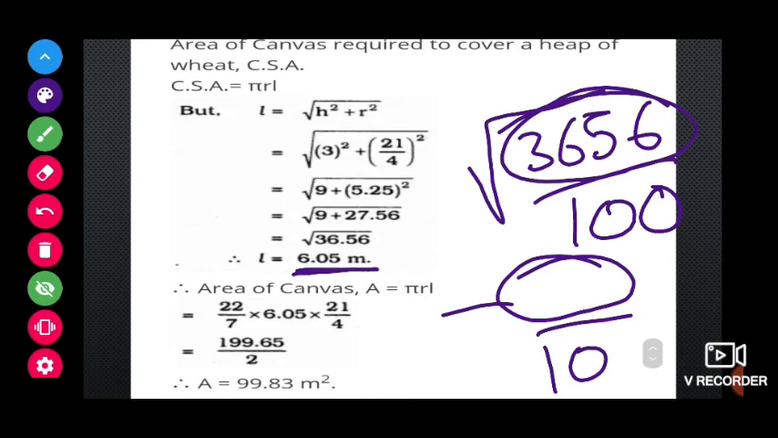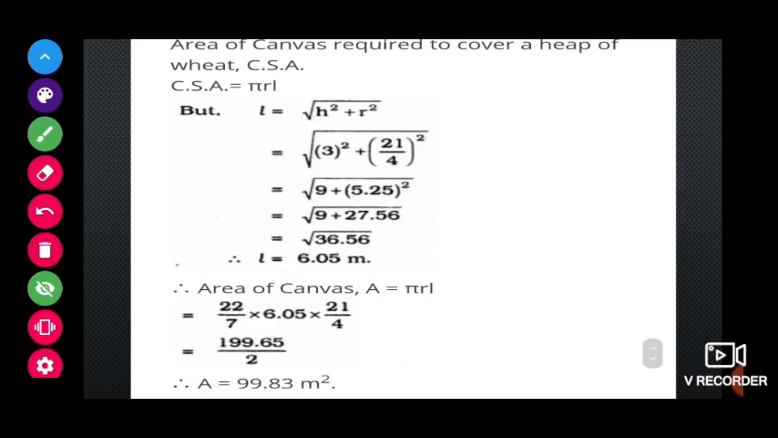Now the area of the canvas will be pi r L. Pi 22 by 7 into r, L is 6.05 and r is 21 by 4. If we do the calculation, then we will get the area of the canvas we required will be 99.83 meters square.